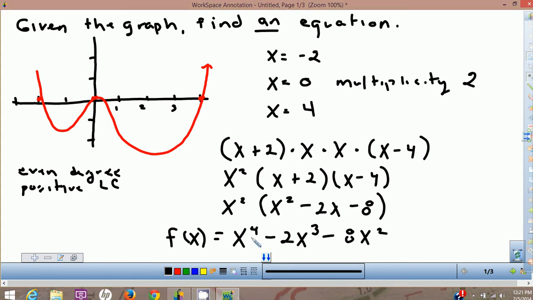And notice, even degree, I have x to the 4th, positive leading coefficient tells me that I'm going to go up on both ends. I'm going to have x-intercepts at -2, 0, and 4, and this one at 0 is going to simply bounce off of the x-axis. So we can use this concept we've learned in this video in both directions. We can take the graph and we can find the equation, or we can take the equation and we can find the graph.